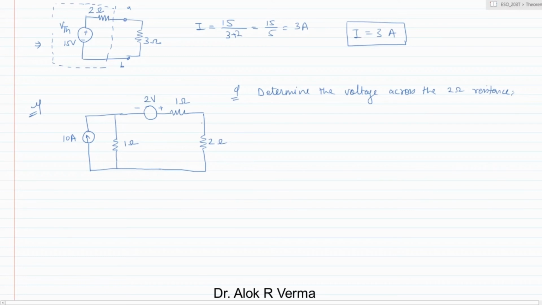The 2 ohm resistance is here. We have to find this V naught. So let us consider this. Step 1 is to remove that element. When you remove this element, the circuit will become very simple.